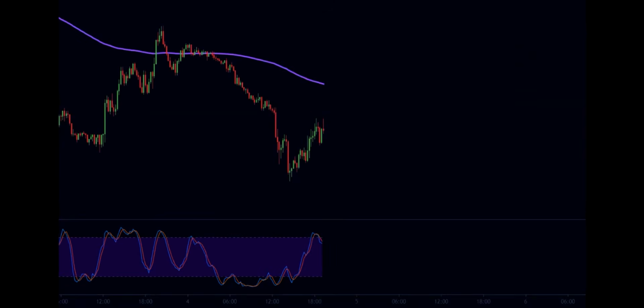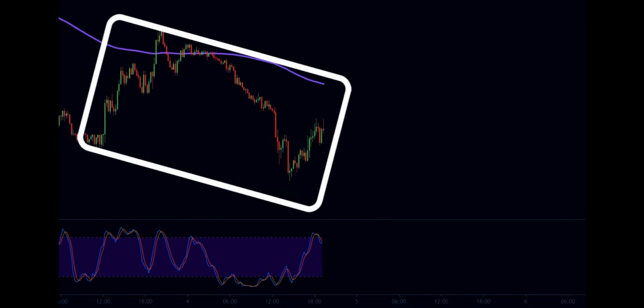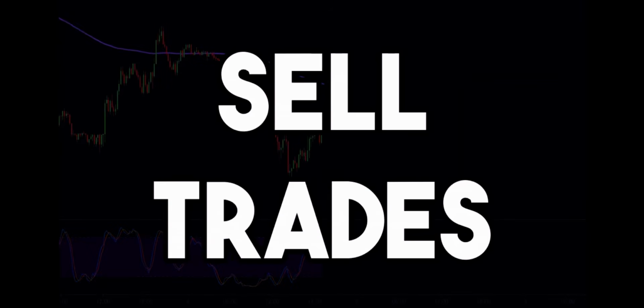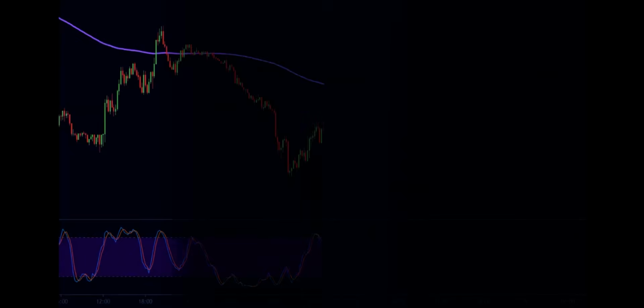Now let us look at a sell trade. Here we can see that the price is below the 200-period EMA, and the EMA is sloped downwards. This indicates that the price is in a downtrend. Hence, we will only look at selling opportunities.